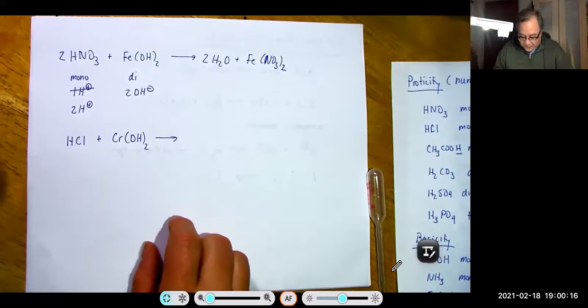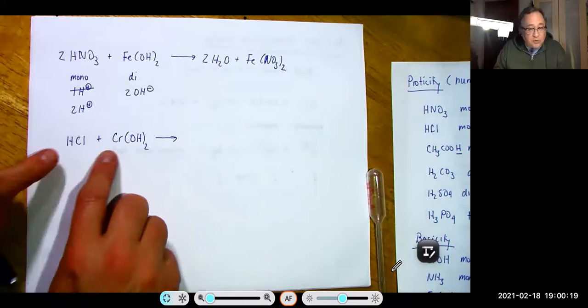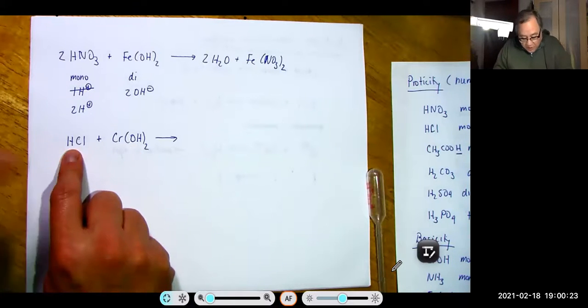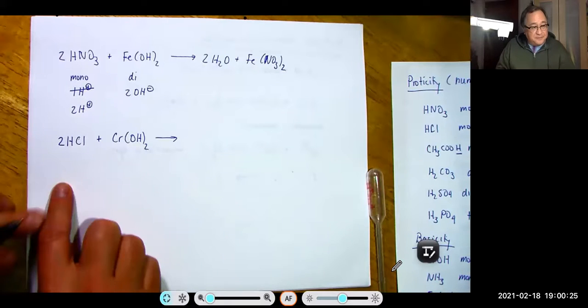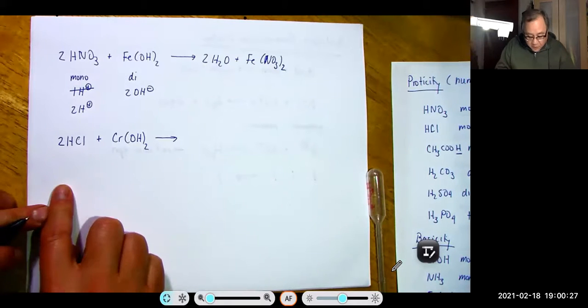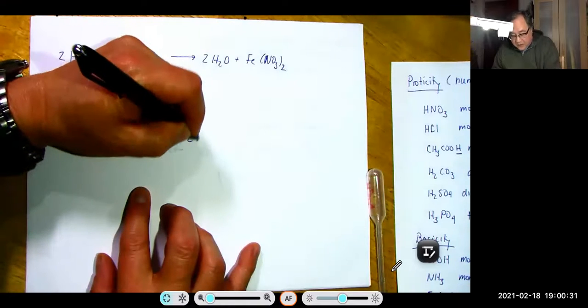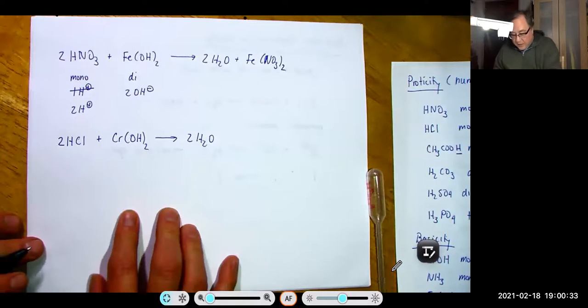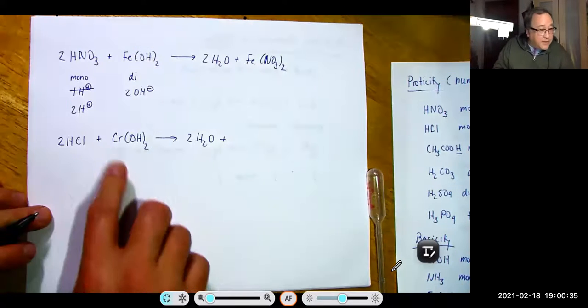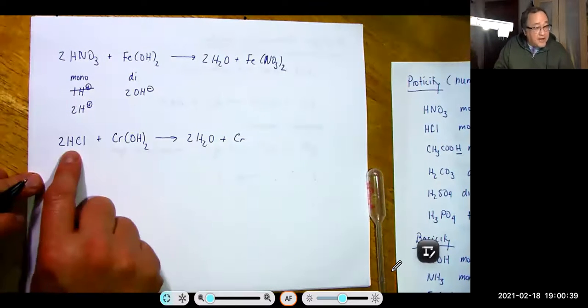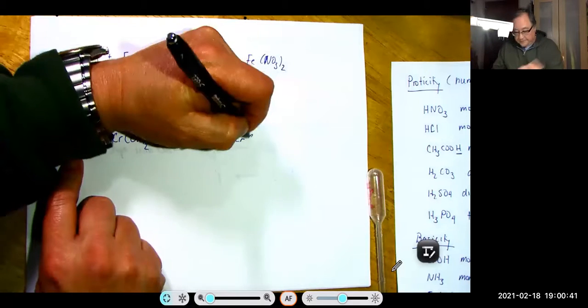Okay. So would everyone agree there's 2 hydroxides and 1 proton? So we want to put a 2 here. So now we have 2 protons and 2 hydroxides. We're going to make 2 water. And what's left over? Well, the chromium is left over. And the 2 chlorides. And you're done.